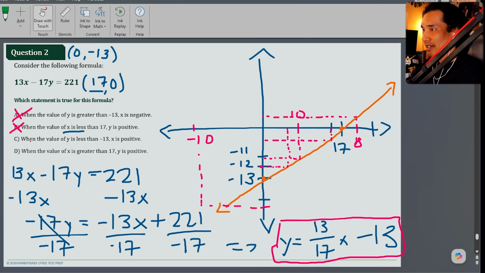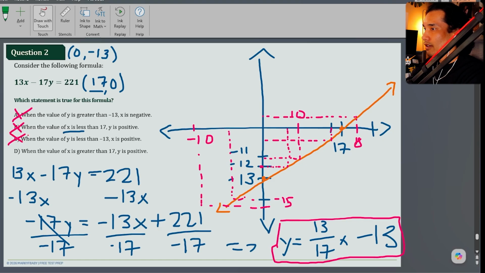So let's go ahead and test C. When the value of y is less than negative 13, anything less is like over here, so I'm going to choose negative 15 right here. x is positive. Well, let's go. Touch the line, go up onto the corresponding value on the x-axis. And it looks like we have here a negative value, making C incorrect.